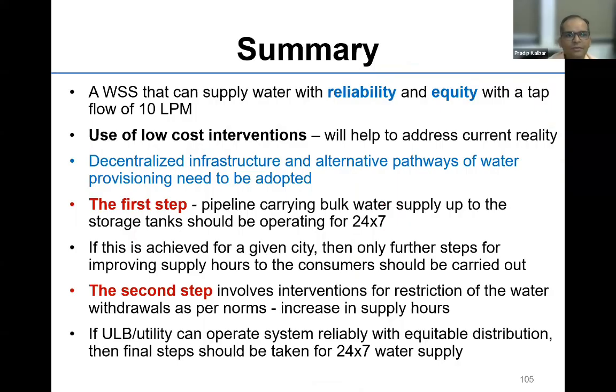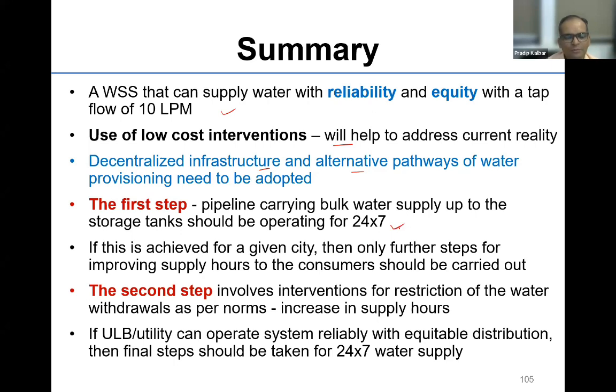So in summary, a water supply system can supply water reliably and equally with a tap flow of 10 liters per minute. So if we aim for a very simple thing, I think we should achieve this first, instead of jumping directly to 24/7 or any other new terms that people are coining. Low cost innovations. There are many innovations I've seen ground engineers are doing. We have to adopt them. Decentralized infrastructure, alternative pathways of water provisioning, we have to adopt.